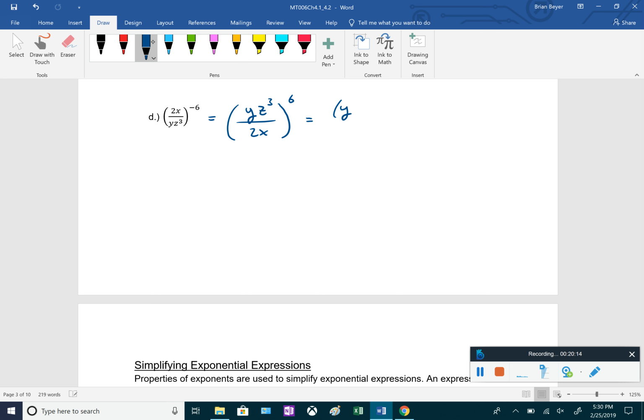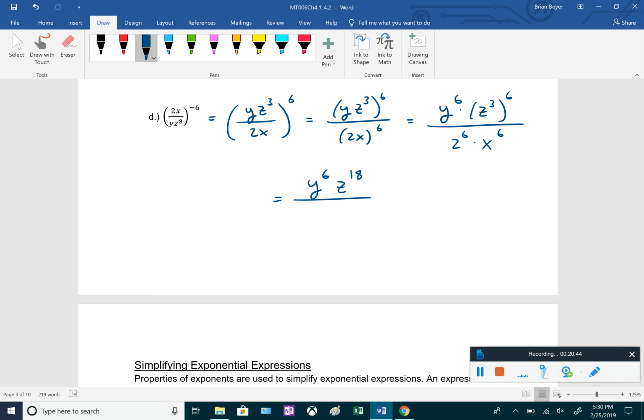So now I'm going to give that whole numerator that exponent of 6, and that whole denominator the exponent of 6. So now for that numerator, I need to give both of those factors that exponent, so it's y to the 6th times z cubed to the 6th. We need to give the denominator 2 to the 6th times x to the 6th. So this is going to become y to the 6th times z to the 18th, because it was a power to a power, we multiply. 2 to the 6th, 64, times x to the 6th.